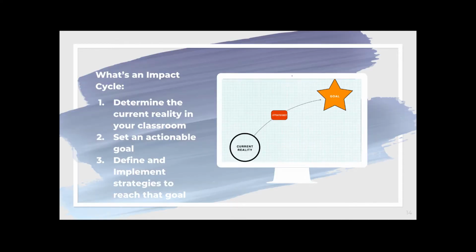What we're going to do in the impact cycle is you're going to determine the current reality in your classroom. What's happening? What's actually going on? Then you need to set an actionable goal. What do you want to see your students accomplish? Where do you want to see your students get to? What do you want to have the students do? And then define and implement the strategies to reach that goal. What are you going to do? What is your classroom going to look like? What do you want your classroom to look like? And that's what the impact cycle is. It's how you're going to look for a goal and get to that goal.